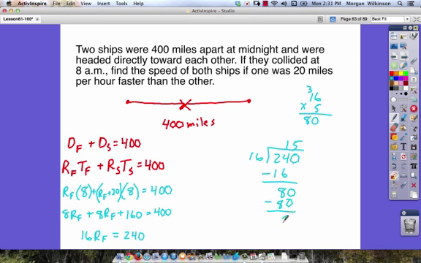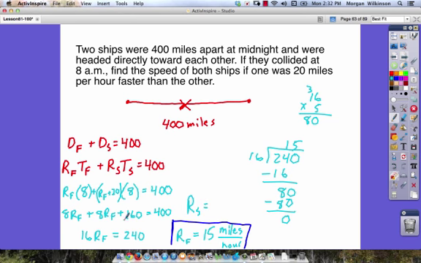We've got no remainder. What that means is r sub f, the rate of our first ship, is going to equal 15. And in this problem, it is miles per hour. And remember that fraction bar just means per. So this is 15 miles per hour for the rate of the first ship. Now, careful, don't move on too quickly. It says, find the speed of both ships. So what we need now is the rate of the second ship.